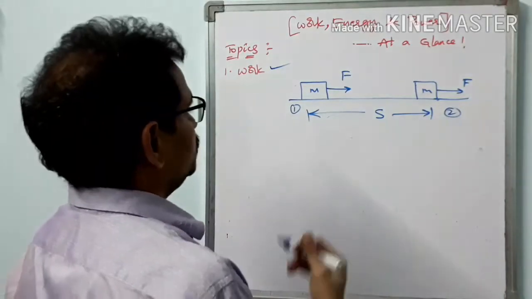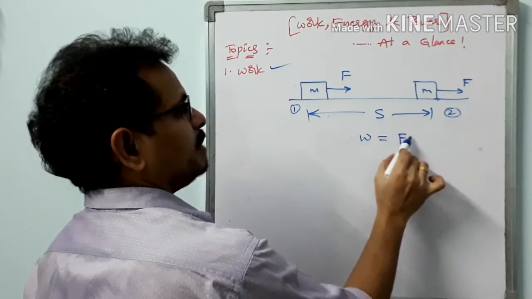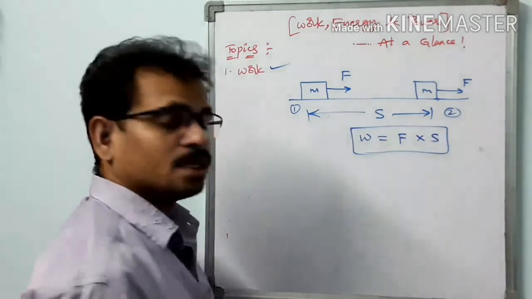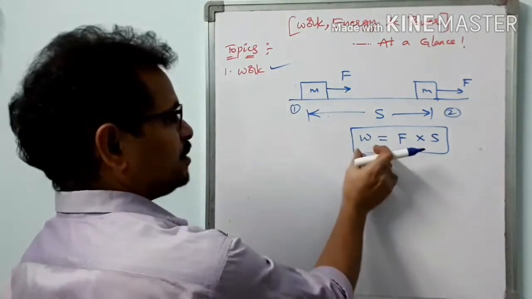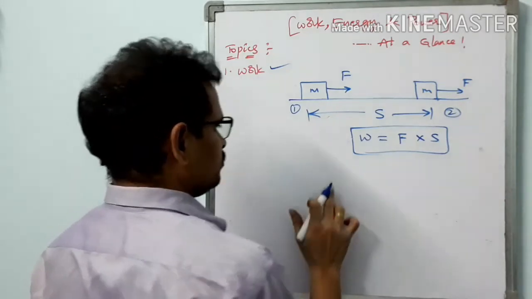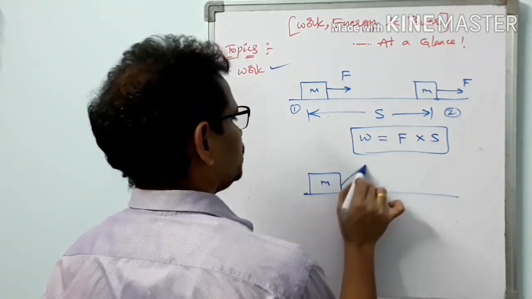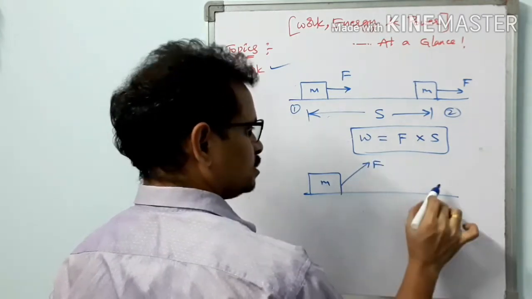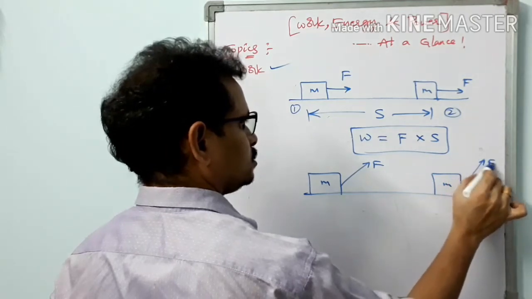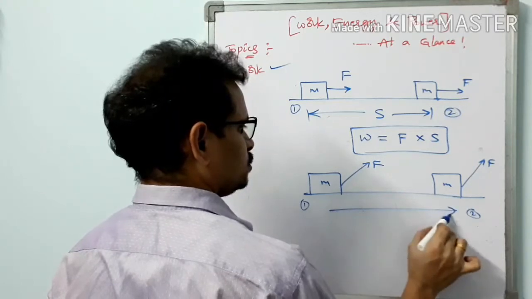In this case, the magnitude of work is equal to the magnitude of force into displacement in the direction of force. So magnitude of work equals force into displacement. Let us see one more case here. Here m is there, now the force is acting in this direction. It is a constant force only. This is position 1, this is position 2.